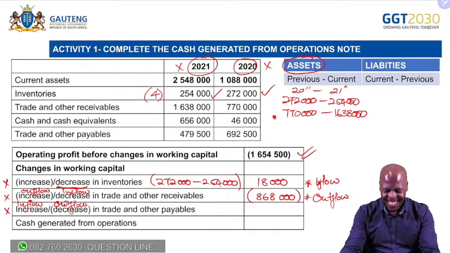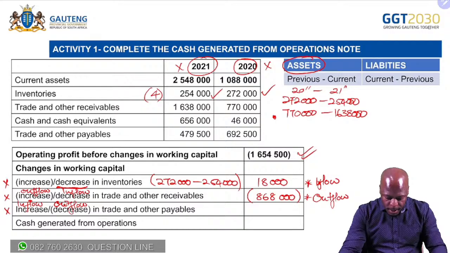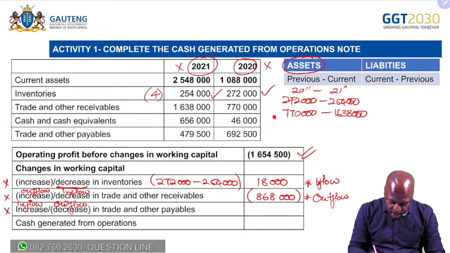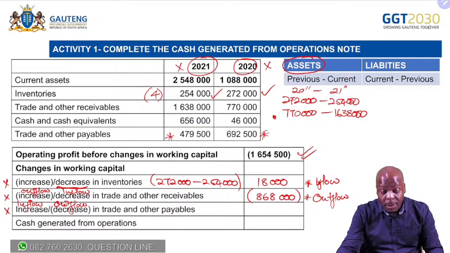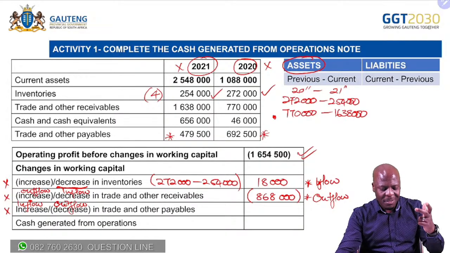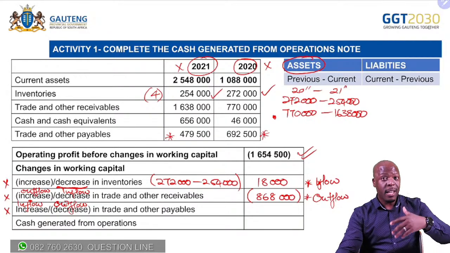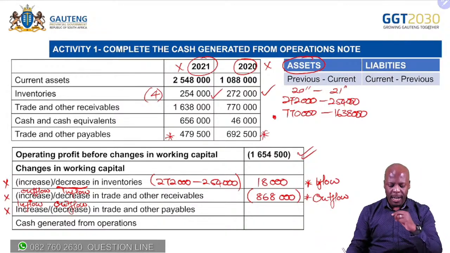Okay, all right. Let's come and look at this. In the year 2020, we had 692,500. Here we are. And in the year 2021, we had 479,500. There we are. Then that means there is a decrease. So in your mind already, you know if creditors are decreasing, I have paid. And if I have paid, is it inflow, outflow? I have paid. Remember the word paid. Paid means what? Outflow. Brilliant.